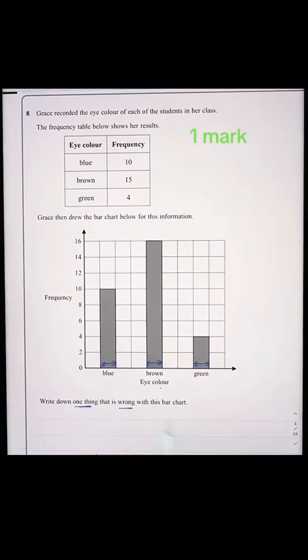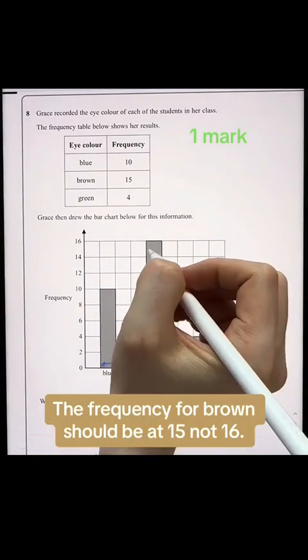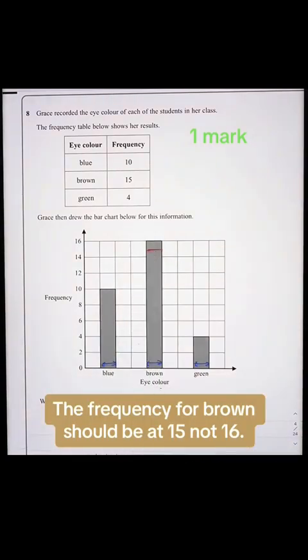So again, that's correct. Now looking at each of the bars, the first bar for blue should be 10. Is that correct? Yes. The second bar for brown should go up to 15. Well, here it doesn't. It goes up to 16. The bar for brown should have been drawn at 15 and not 16.